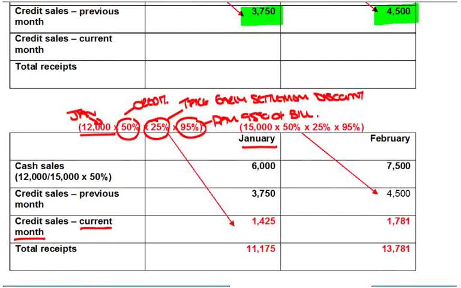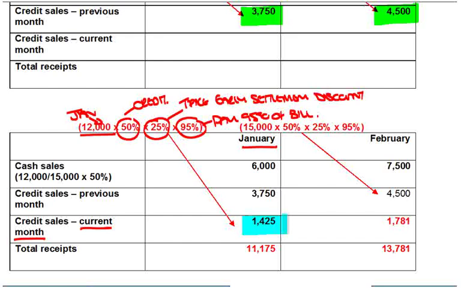So 12,000 times 50%, so 6,000 are taking up a credit option. 25% of those then elect to pay in the current month and take the early settlement, so that leaves me £1,500 worth. But they're not going to pay that much because they're going to get the discount, so times 95%, that's going to leave me with my £1,425 in cash coming in January.